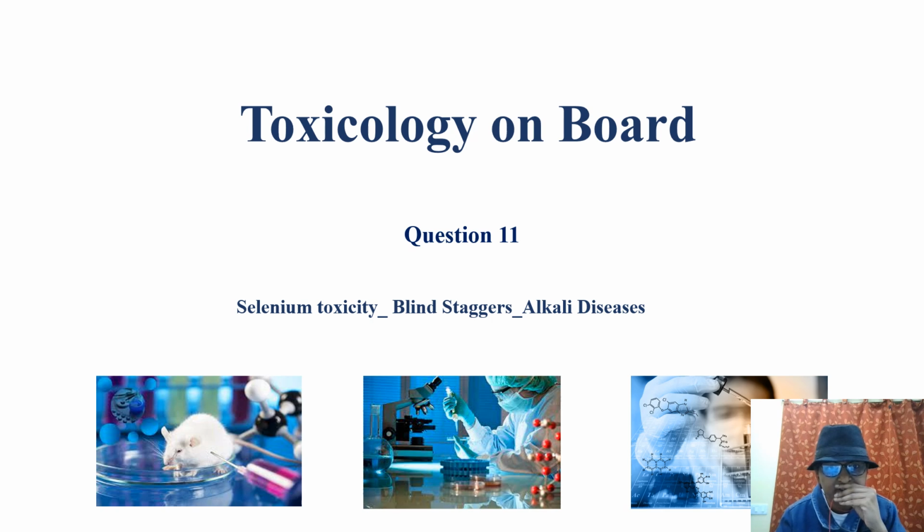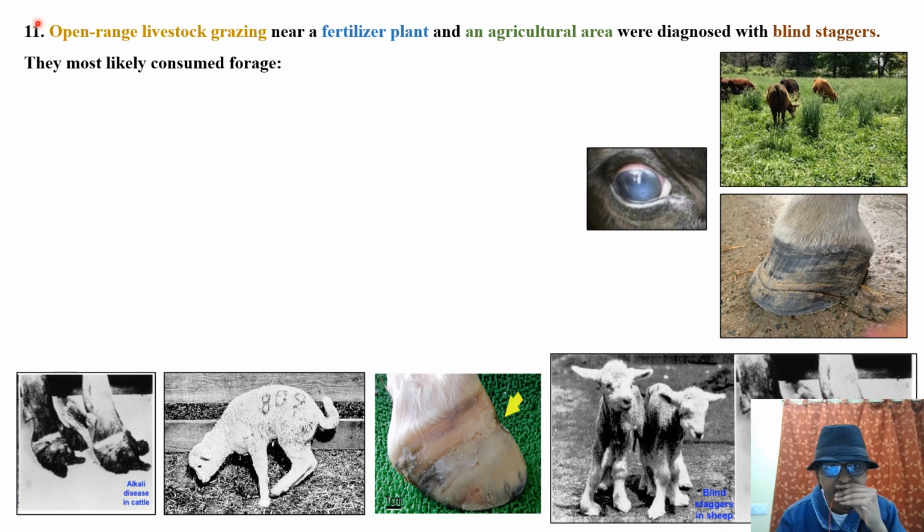The question number 11 is about selenium toxicity, blind staggers, alkali disease. Let's go to the question. Open range livestock grazing near a fertilizer plant and an agriculture area were diagnosed with blind staggers. The most likely consumed forage.